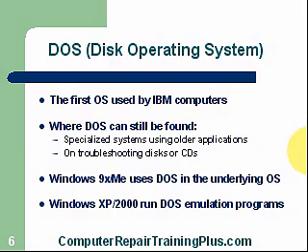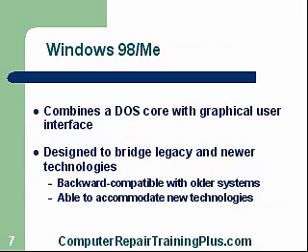Windows 9X, that stands for 95, 98, ME, uses DOS as an underlying operating system. Windows XP and 2000 run a DOS emulation. They're different kinds of operating systems. They don't use DOS anymore. Windows 98 ME combines a DOS core with a graphical user interface. So the DOS is the underlying operating system, and then they run a graphical user interface on top of that. Designed to bridge legacy and newer technologies, so it can support the older operating systems and older hardware, and then bridge it to the new. Backwards compatible with older systems. Able to accommodate new technologies.